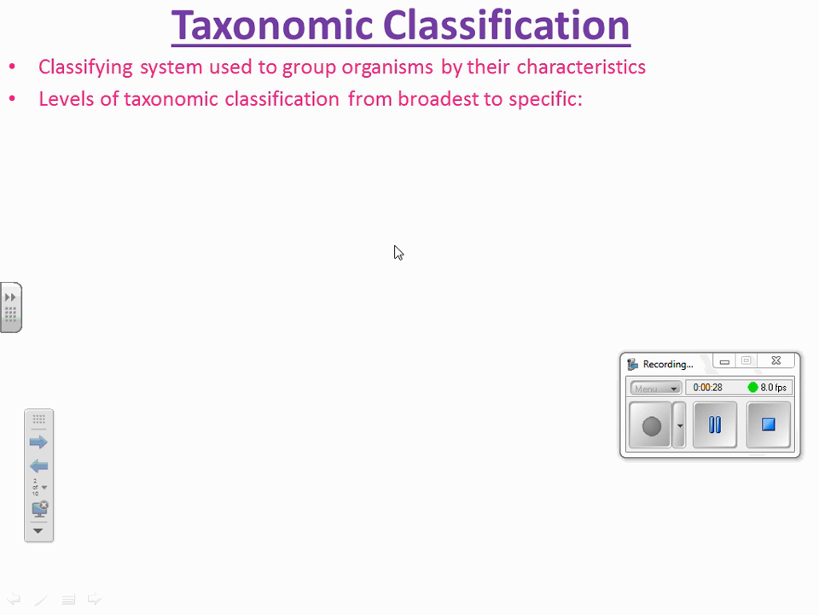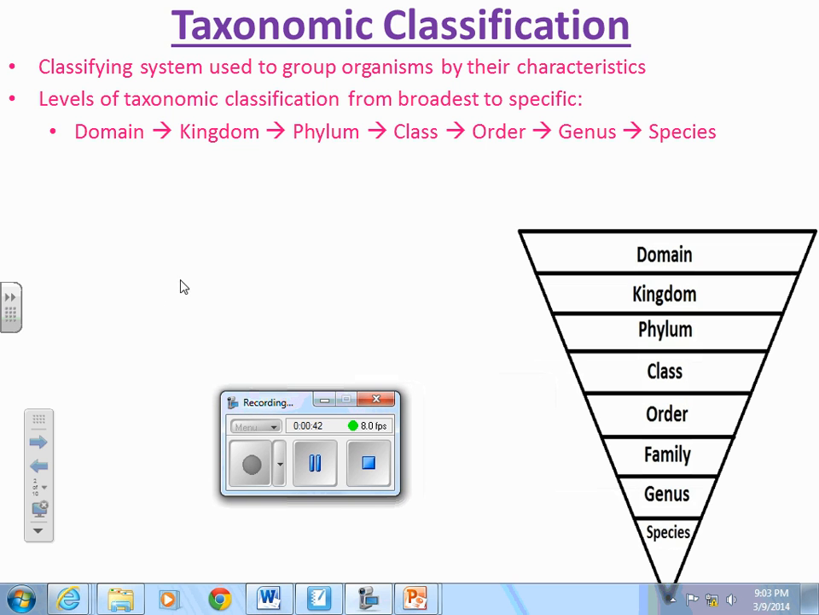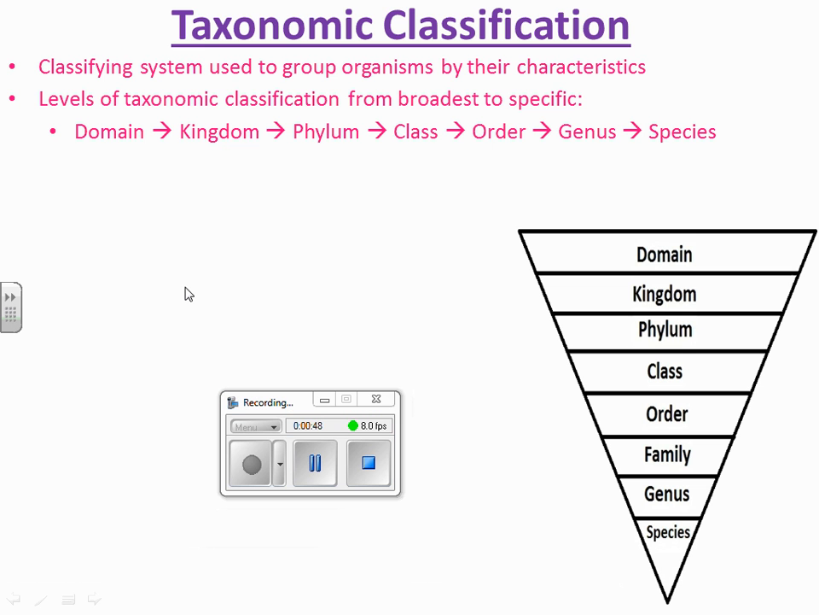There are levels of taxonomic classification that you should recognize from 6th grade. The broadest is the domain, and then we go kingdom, phylum, class, order, genus, and then species is the most specific. So this picture will just help to remind you that domain is the widest, so it's the broadest, and species is the smallest, so it's the most specific.